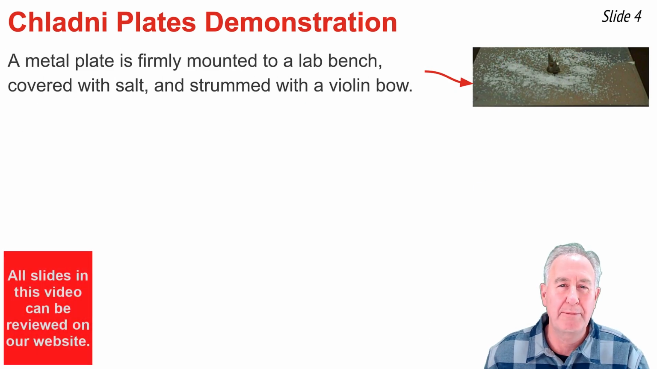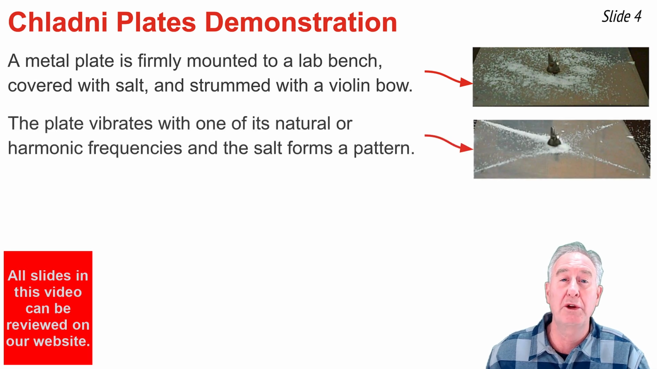Harmonics and standing wave patterns can be demonstrated using a Chladni plate. A Chladni plate is a metal plate that can be firmly secured to a lab bench. It's typically covered with salt or sand in a random fashion and then vibrated. I like to strum it with a violin bow. Once the plate begins vibrating with one of its natural or harmonic frequencies, the salt can be observed to form patterns of lines along the two-dimensional plate.